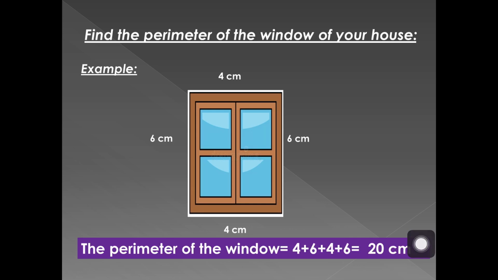So for example, let's find the perimeter of a window in our house. After I measure my house, I realize the top of the window is 4 centimeters, so the bottom is also 4 centimeters, and my two sides are 6 centimeters each. If I add that all up, 4 plus 6 plus 4 plus 6, it all equals 20 centimeters. And that's the perimeter, the outside measurement of my window.